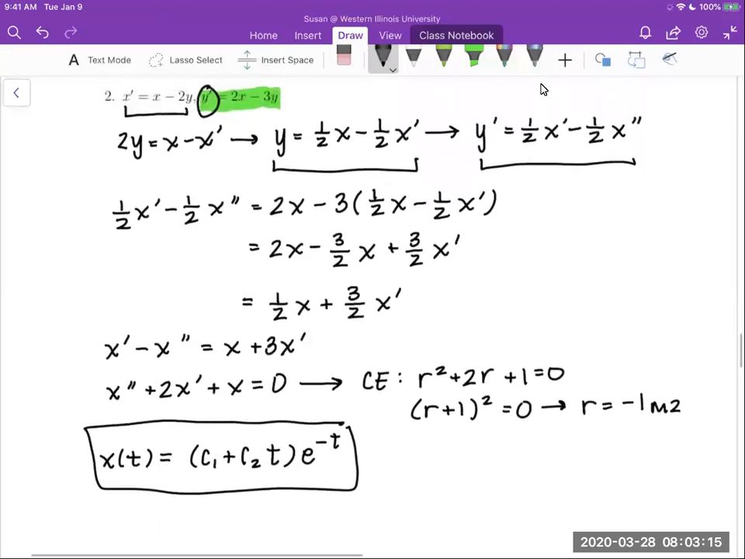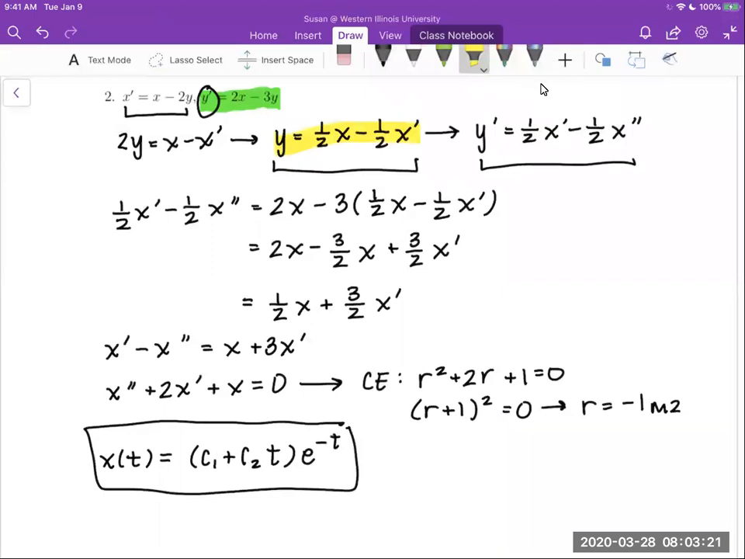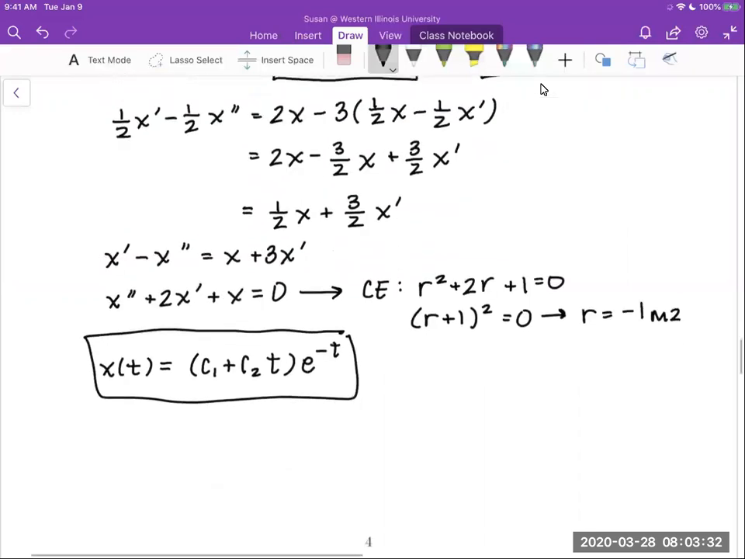To recover y of t, we're going to go back up here to this expression which related y with x and its derivative. So all we need to do is calculate the derivative of x of t and then plug it into that expression there that I just highlighted in yellow. So x prime of t, using the chain rule, is going to be c2 e to the negative t minus c1 plus c2 t e to the negative t. All right, so there's my derivative. Hopefully I didn't make any mistakes in that calculation.